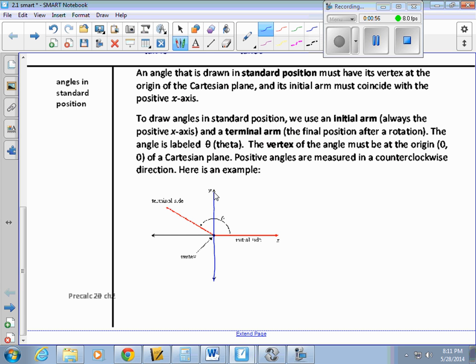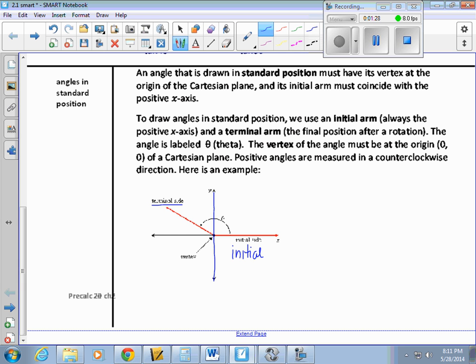The starting side, or the initial arm, is always on the positive x-axis. So that's what this says here. This is the initial arm. The terminal arm then is the final position after you've rotated your angle to get it to whatever measurement you want. For this particular example, this side here in quadrant 2 is our terminal arm.